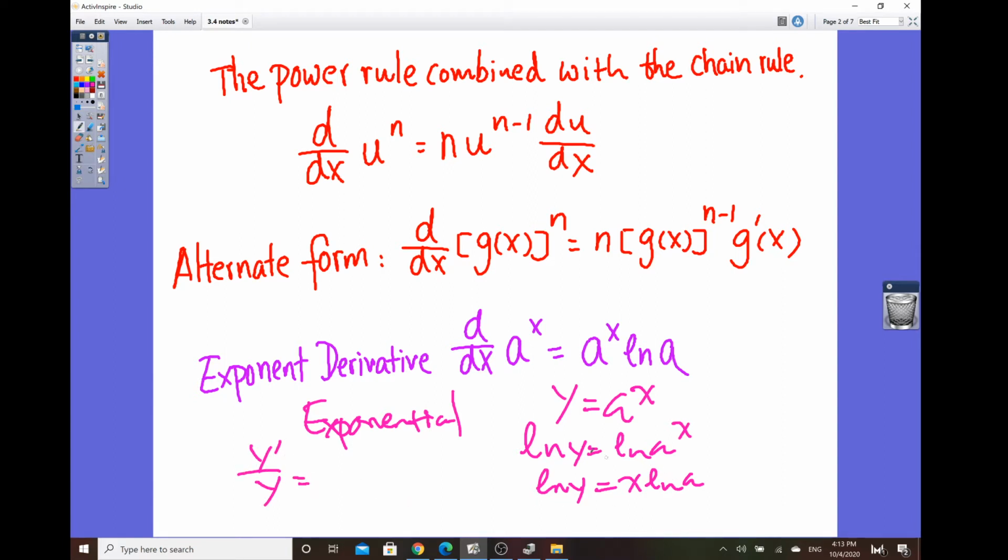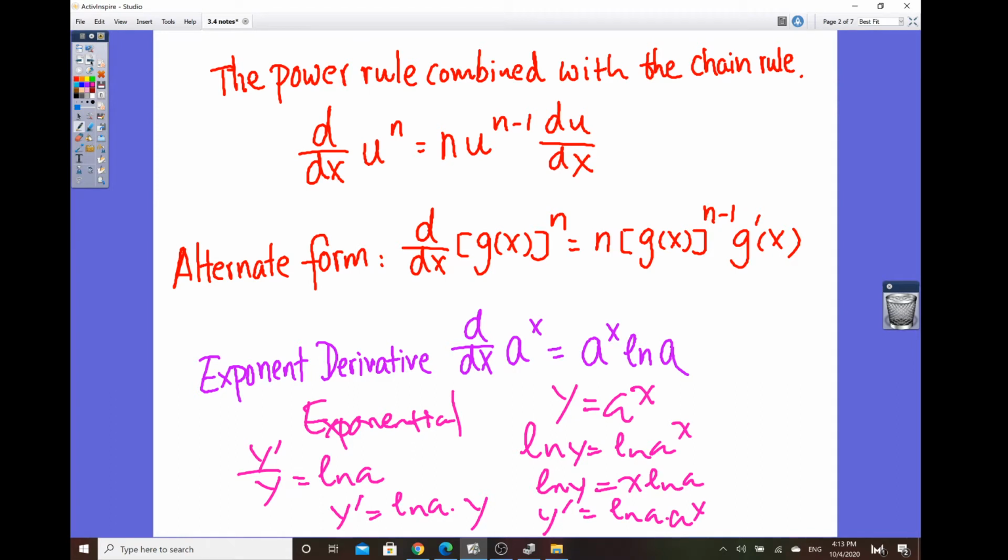And the derivative of the right-hand side would be just natural log of a, because that's the real number. Then solve for y prime: y prime equals natural log of a times y. And what's y again? y is a to the power of x. So we just proved the formula: y prime equals a to the power of x times natural log of a, or the other way around, you just swap the terms.